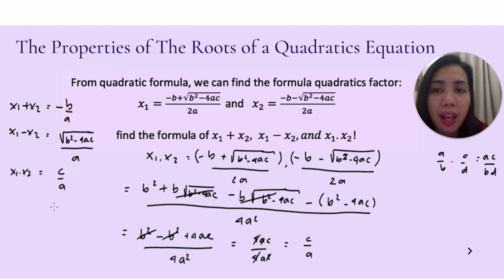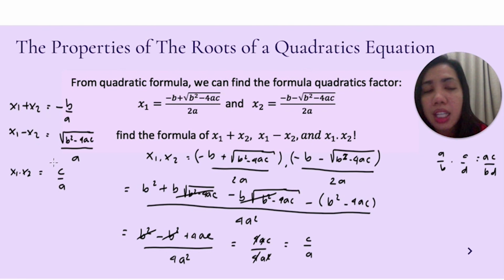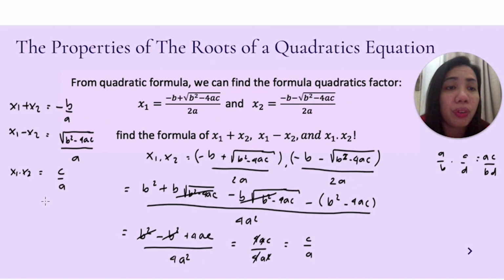So here we have got the formula of the addition, subtraction, and multiplication of quadratic factors. For the addition, it is minus b over a. For the subtraction, it is the square root of b squared minus 4ac over a. And for the multiplication, it is c over a.